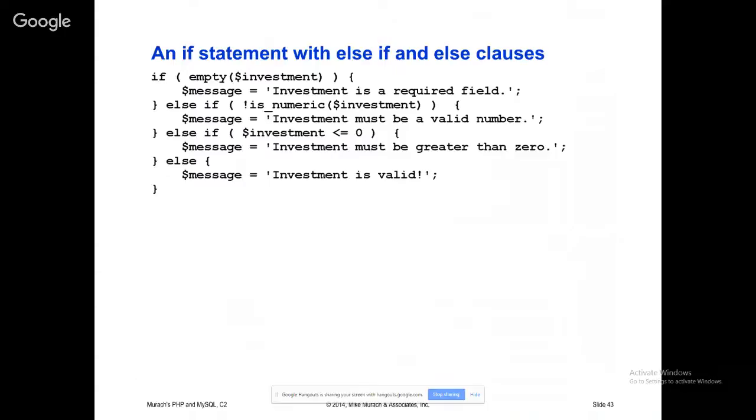But what is it checking? Like the if is checking if it's empty. Even though it might look complicated, it's always checking a Boolean, whether it's true or false. Is it empty? It's either true or false. Is the investment less than or equal to 0? It can be only true or false. So no matter how complicated inside the parentheses, it's going to evaluate to true or false.